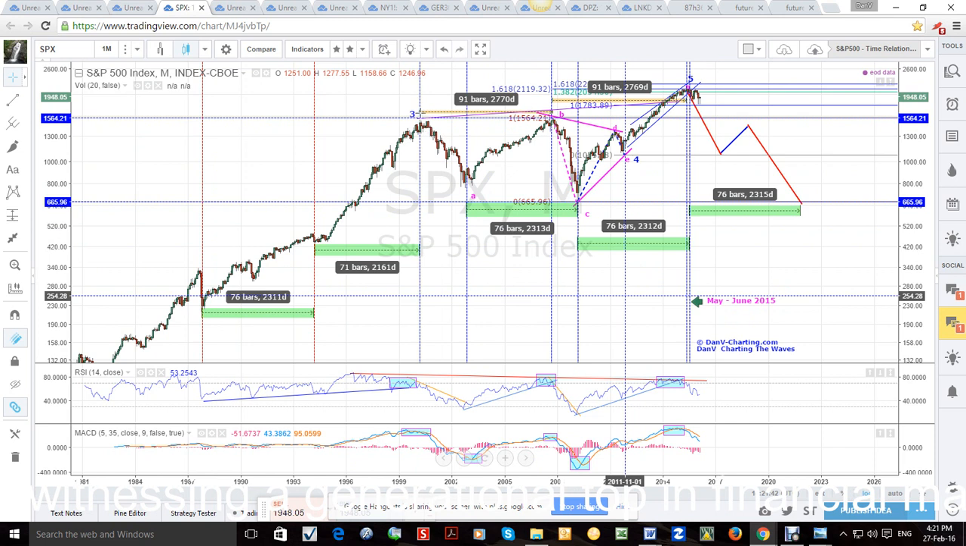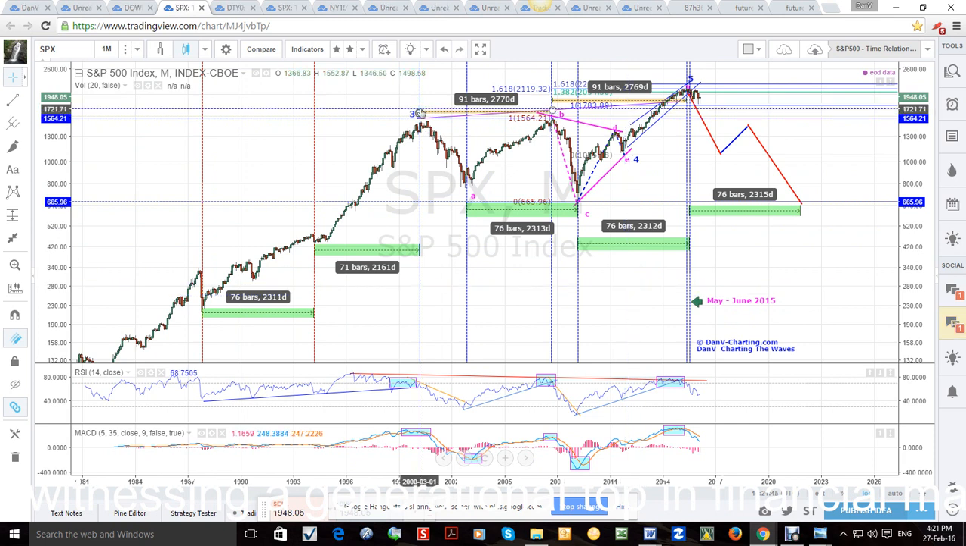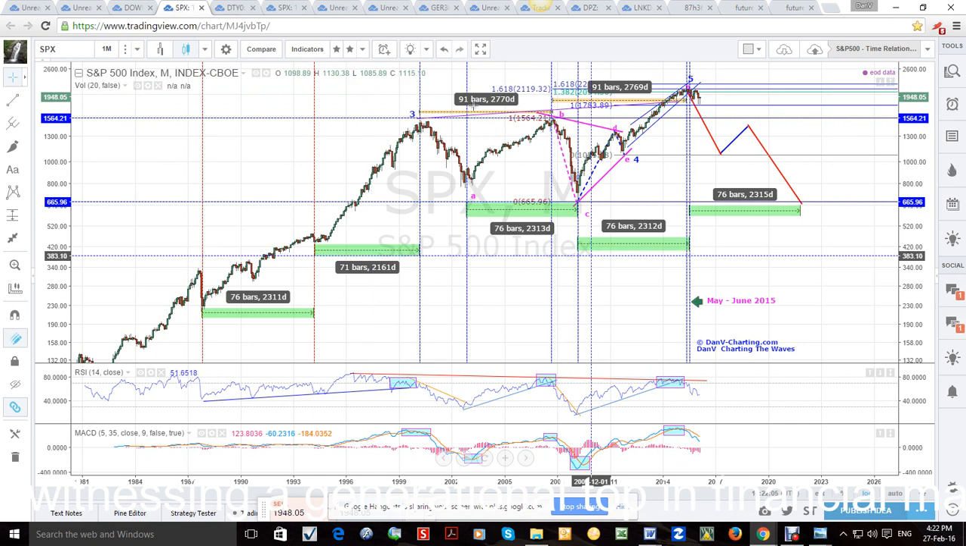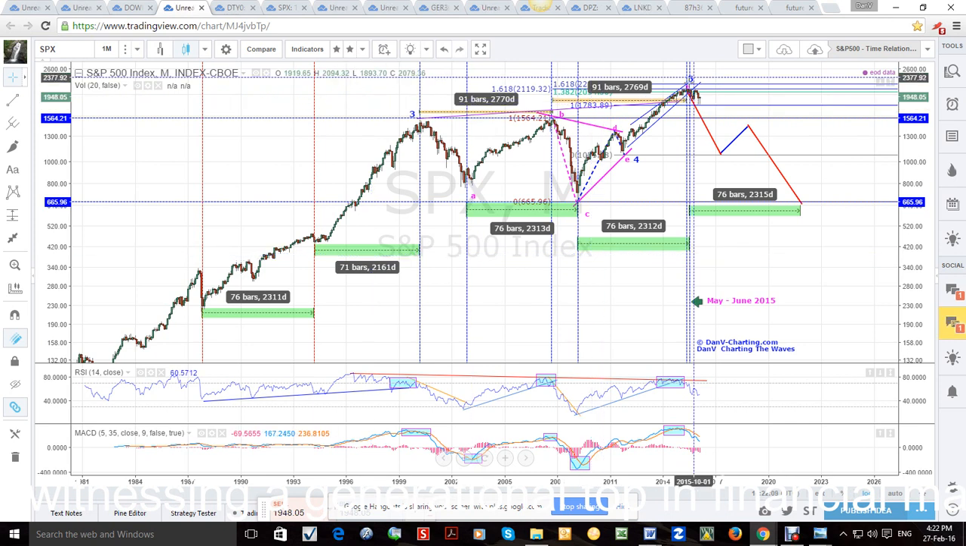And then the interesting thing also is, if you measure from the high of 2000 up to the high of 2007, we have 91 bars. And if you plot the same 91 bars from that high to the current, it brings you into the area where we topped, approximately May 2015. So the 76 measurement and the 91 measurement together give us an area more accurately than we did in the big quarterly time frame.